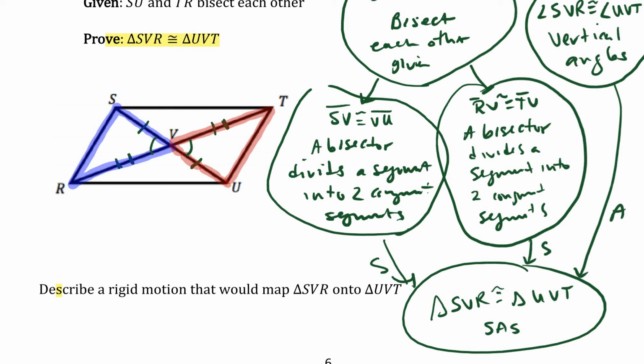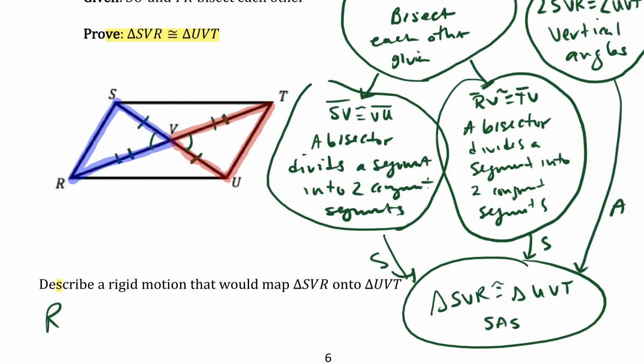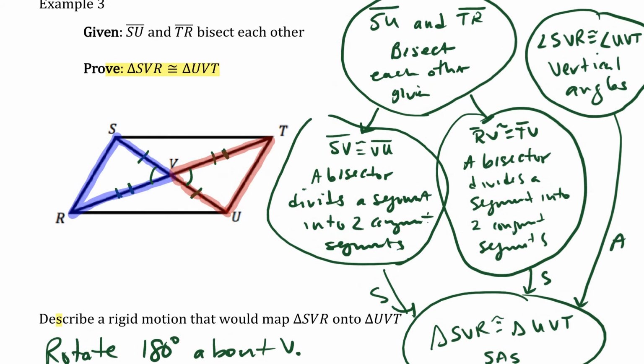Now, the rigid motion that would map this triangle onto the other is not a reflection. If I was to reflect, the corresponding angles wouldn't match up. But I do know that I can rotate 180 degrees about point V. Remember, you have to tell me what point you're rotating about. If you just say rotate 180, it could be anywhere. So what's new in this is we're using bisect twice, and we're using vertical angles in our proof.